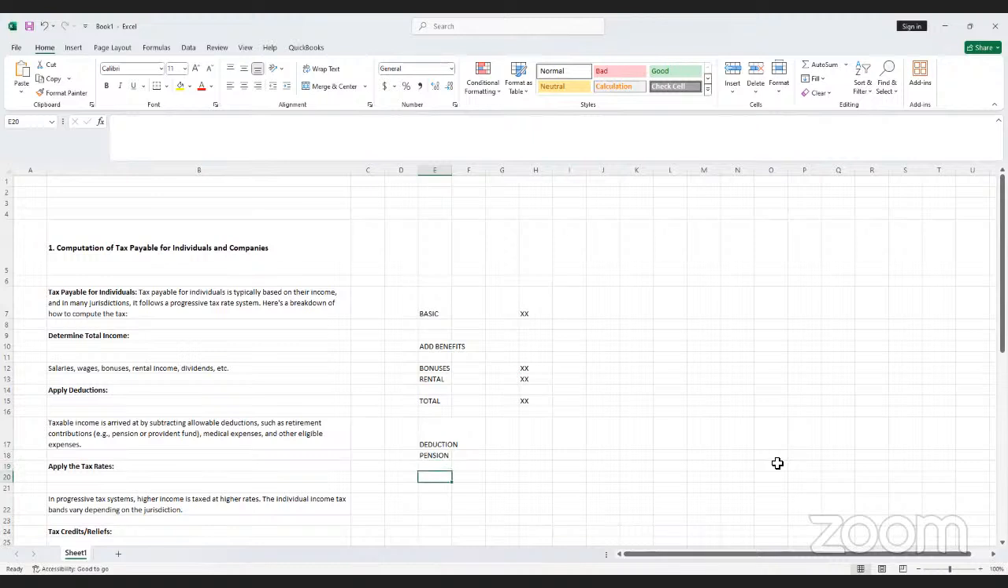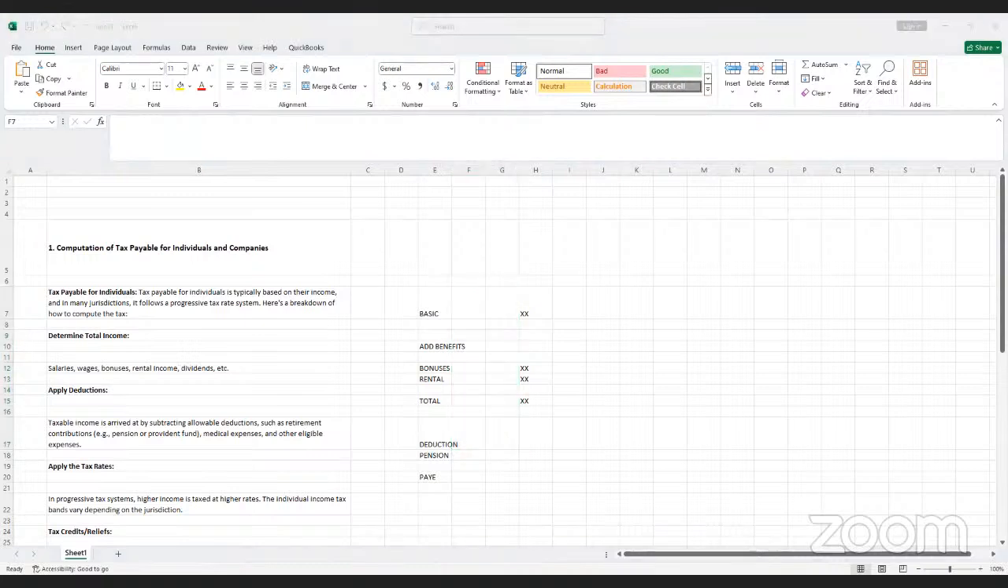Then we have other deductions which do not minimize your tax liability. All these are for individual purposes. For individuals, you have to understand the rates and the benefits. You must know all the rates, and you can get them online.